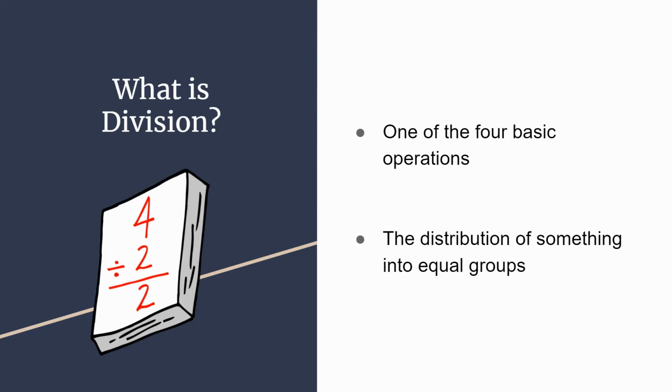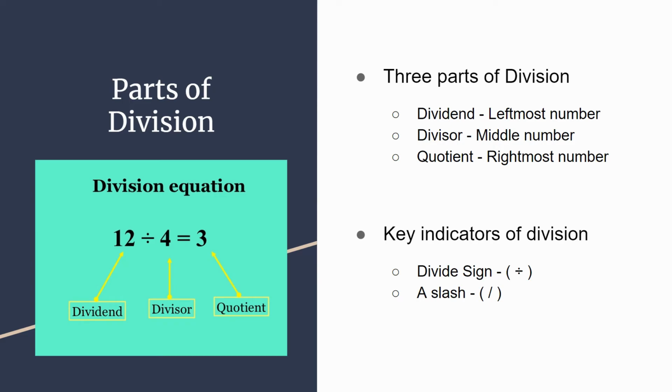Division is another one of the 4 basic operations, and it is the distribution of a value into equal groups. Division consists of 3 parts: the dividend, which is the number on the left, the divisor, the number in the middle, and the quotient, the number on the right. To obtain the quotient, you have to divide the dividend and the divisor, and the answer would be the quotient. Key indicators of division include the divide symbol or a slash.